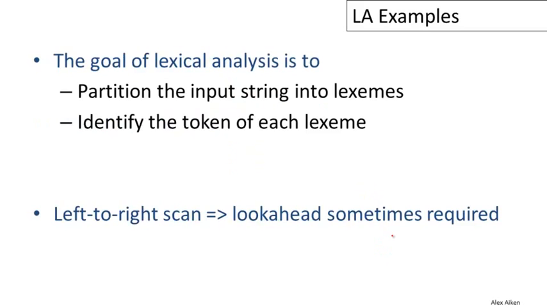So to summarize, the goal of lexical analysis is to partition the input stream into lexemes. Okay, so we're going to draw dividing lines in the string to decide where the lexemes lie. And we want to identify the token of each lexeme. And exactly because we're doing a left to right scan, sometimes we have to have look ahead. Sometimes we have to peek ahead in the input stream to figure out what the current substring we're looking at, what role it plays in the language.